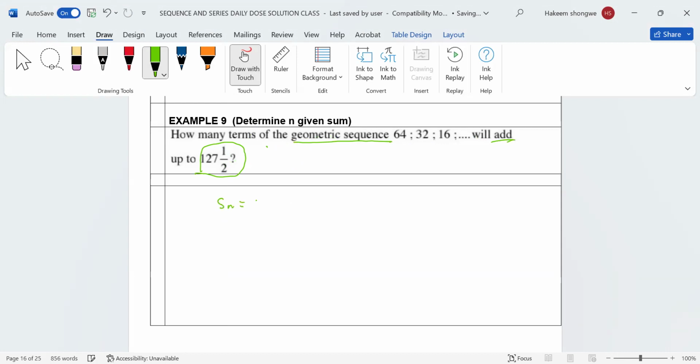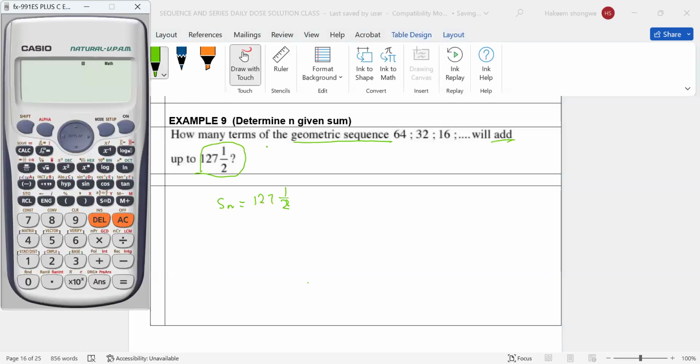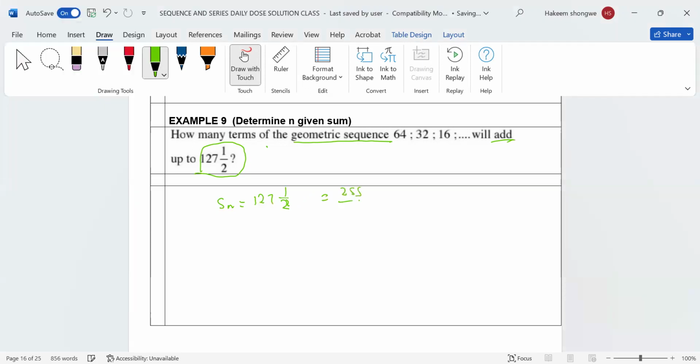Sn is going to be given as 127 1 all over 2, which is a mixed fraction. If it's a mixed fraction, you can change it into an improper fraction. The calculator can do that. You press shift, then you put 127 and then 1 all over 2. As an improper fraction, this is 255 all over 2.